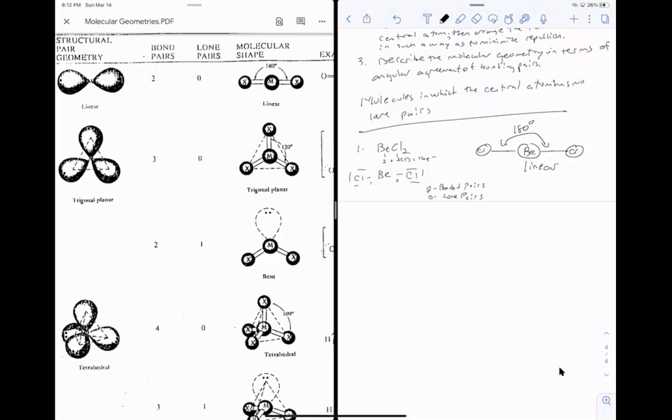Okay, as far apart from each other as possible. And you would have seen this in our notes. It's considered AX2, A being the central atom, X2 being those 2 atoms surrounding the central atom.